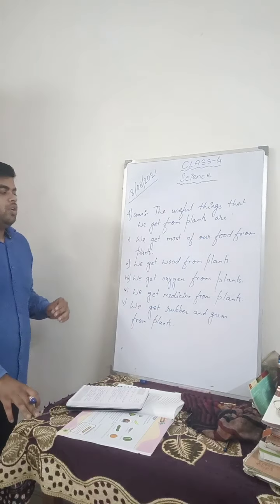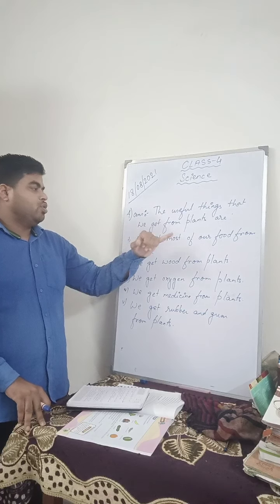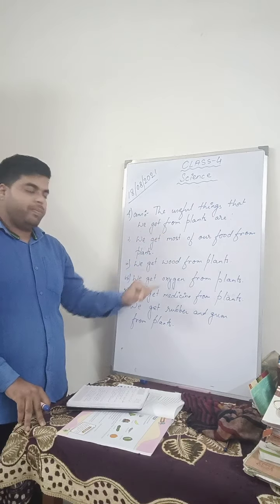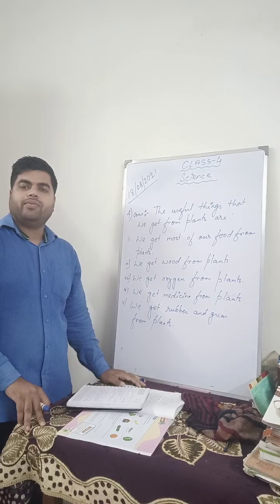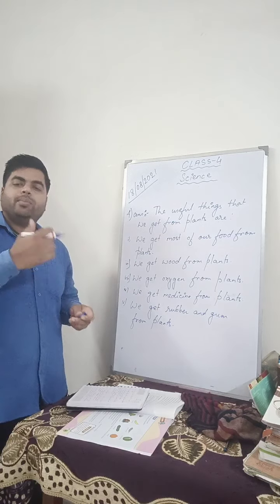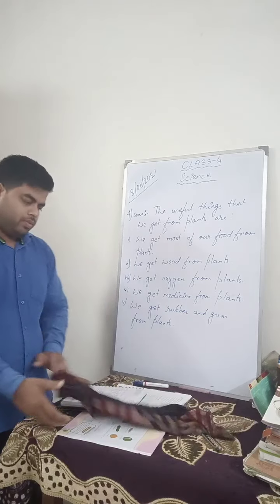So, the useful things that we get from plants are, we get most of our food from plants, we get wood from plants, we get oxygen from plants, we get medicine from plants, we get rubber and gum from plants. So these are the useful things. There are many more, but you can write these 5. So please note this down.